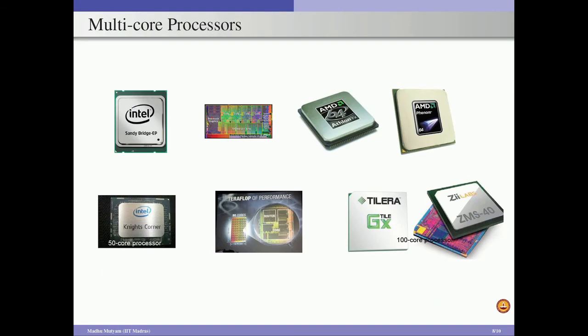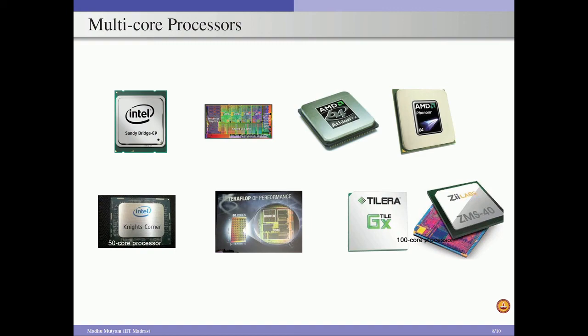These are examples of current day multi-core processors from different vendors: processors from Intel, processors from AMD, processors from Tilera, and so on. There are different types of multi-core processors available in the market, and each of these has different characteristics, different computational powers and a different number of cores inside it.